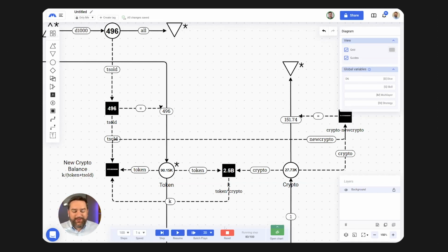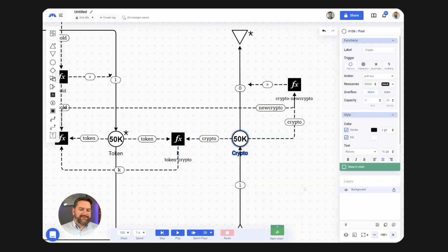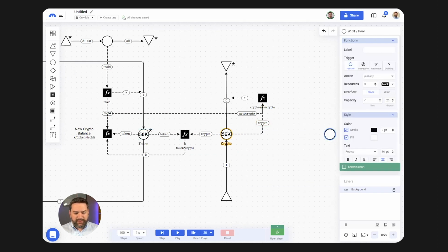So the next thing we want to do with our AMM, once we've understood this core logic, the important thing we want to know is what are tokens going to be worth? And for this, we then need to understand, well, what's our crypto worth? So first up, let's just set a value for what each crypto token or coin is worth.